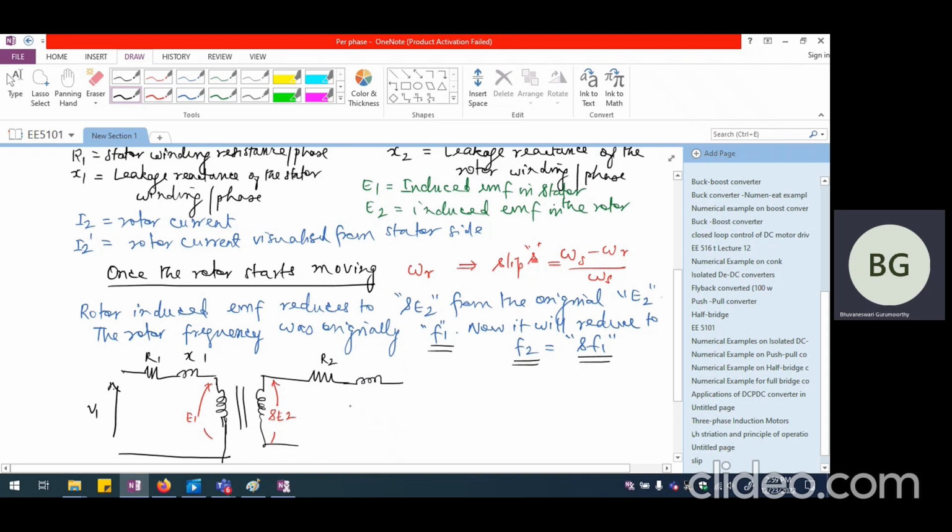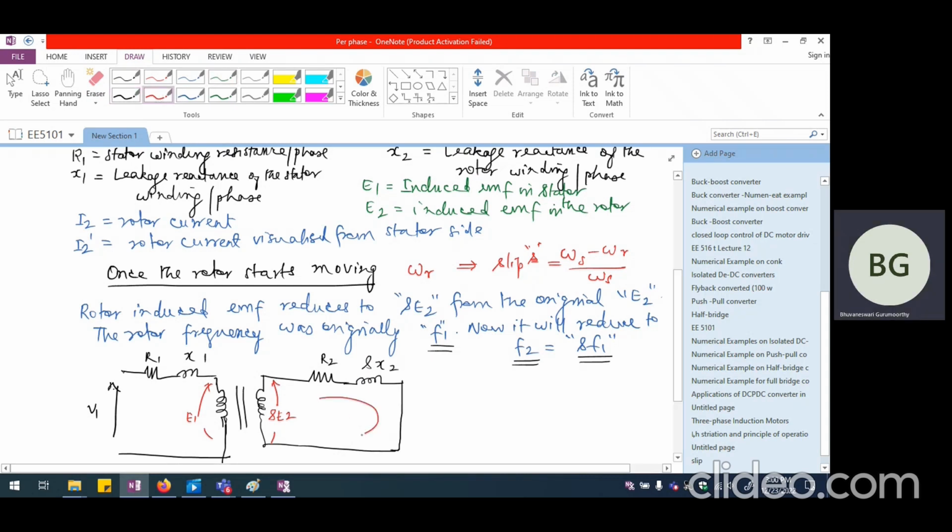So I should write this as 2 pi F2 times L2. So this is going to be basically 2 pi S times F1 times L2. So this will become S times X2. So you're going to have variation now in the reactance value also. It's not going to be a constant. Now this has to be closed and we are going to have a short circuit coming up here.